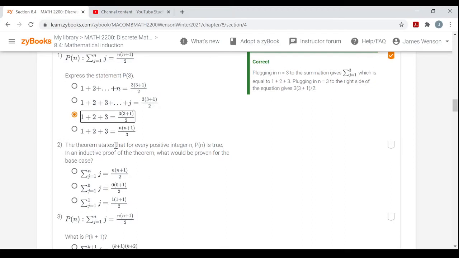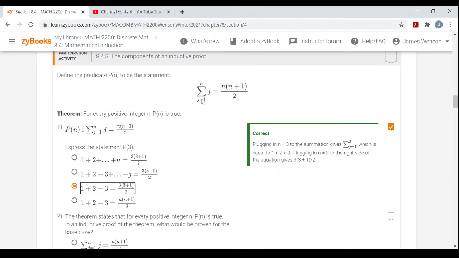The theorem states that for every positive integer n, p of n is true. In an inductive proof of this theorem, what would be proven for the base case? The base case is when n equals 1. If it's a statement about all the positive integers, you'd be starting at 1.